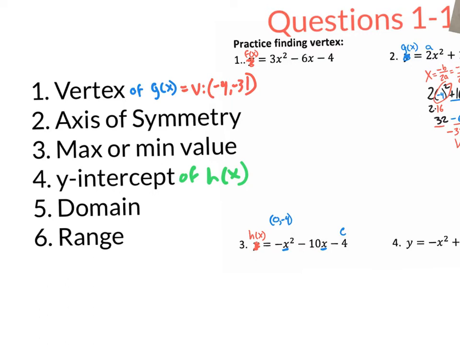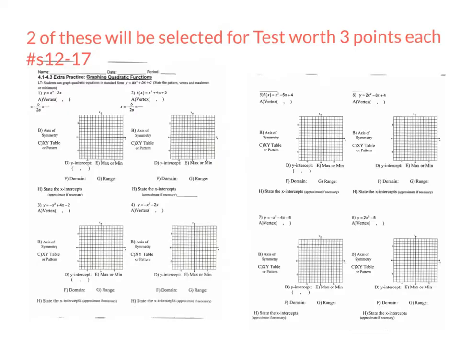Sound good? That's 11 points. That's 11 questions right there. That's pretty much the whole front side of the test. Okay, so questions 12, 13, 14 is graphing a parabola from this worksheet. And then questions 15, 16, 17 is graphing another one from this worksheet. So I'm actually picking 2 of them, all right? There's originally 8. I'm picking 2 of the 8.